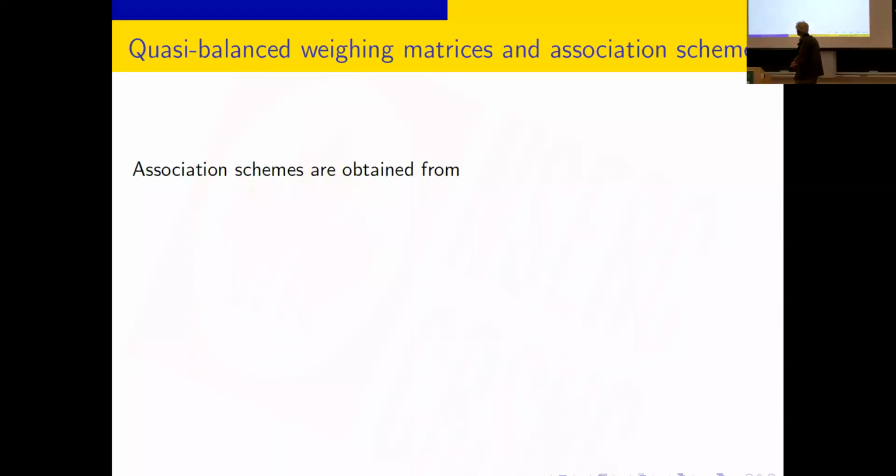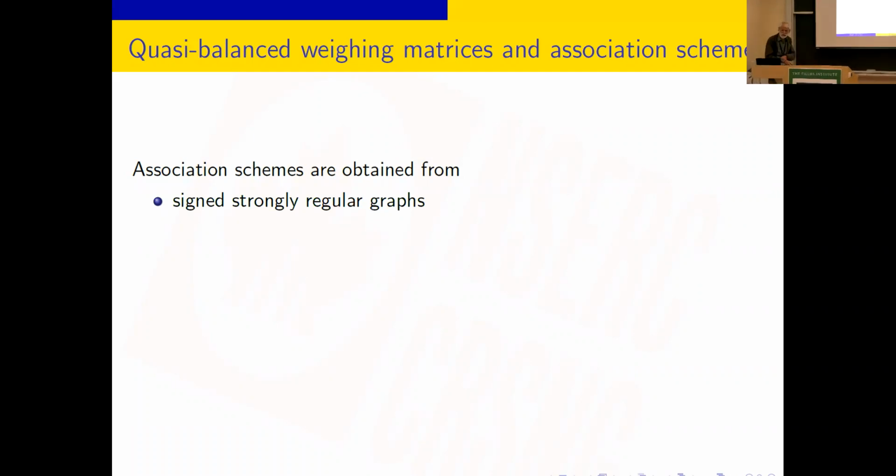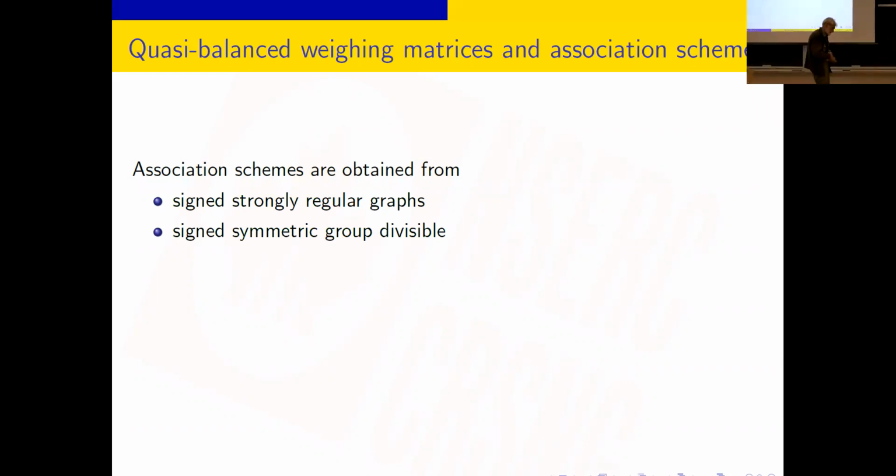The next one is that there is a link between these quasi-balanced weighing matrices and association schemes, and I only just mention that the association scheme obtained from these includes signed strongly regular graphs and also signed symmetric group divisible designs. So these are the two things that we have shown are equivalent to certain association schemes. And I cannot go through that.